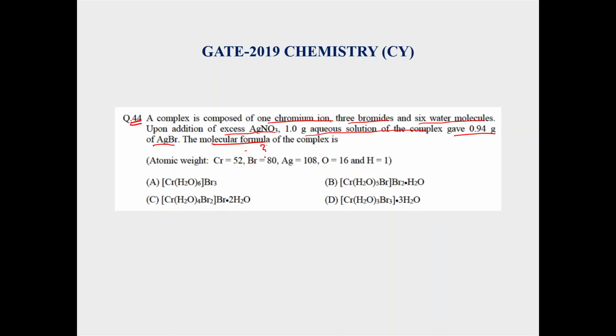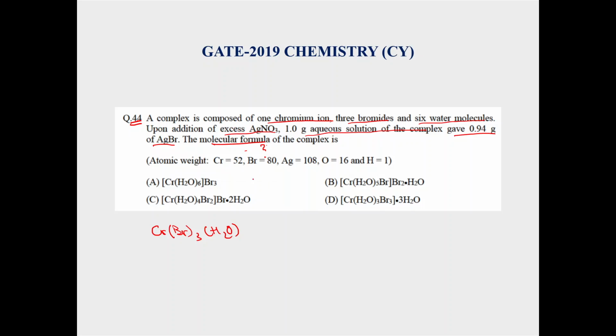The complex is composed of 1 chromium, 3 bromides, and 6 water molecules. When they add silver nitrate to this complex, they get 0.94 gram of silver bromide. So what is the molecular formula of the complex that we have to write? The empirical formula for this complex has one chromium, three bromides and six water.